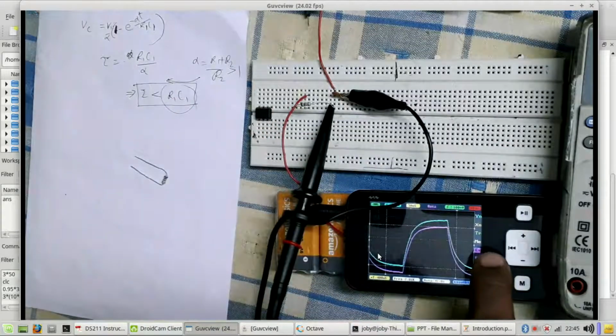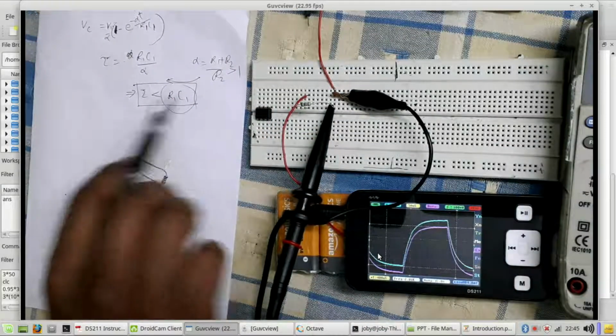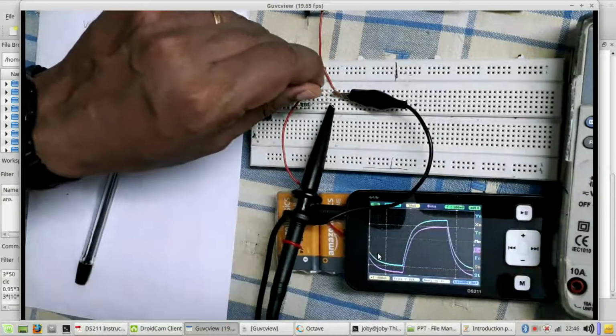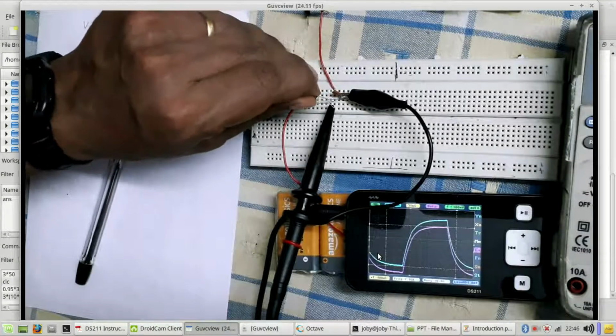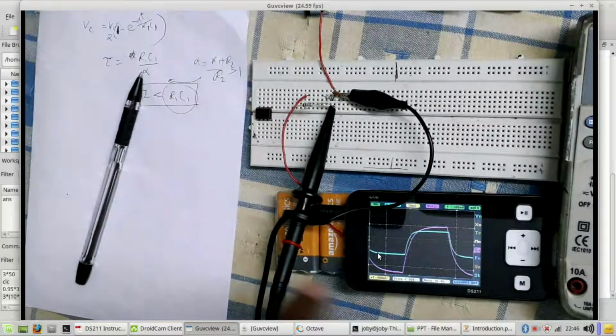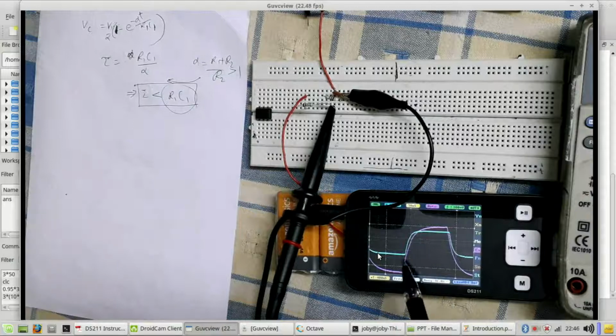So let us first go and now plug in this 10K, and see how this waveform changes. So you should watch the blue waveform. See that now, of course, the amplitude has reduced to half, but the important thing is that it is reaching saturation much earlier than this, right?